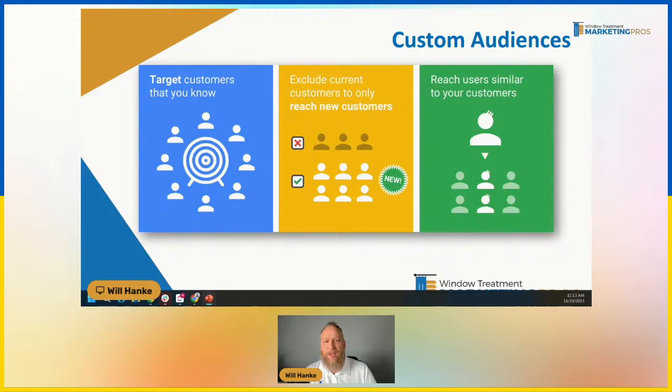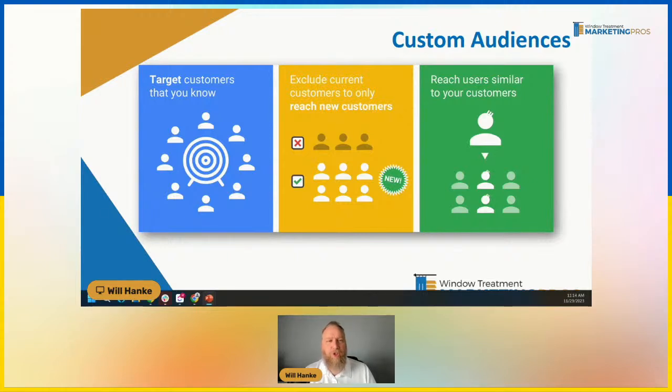Now, the second one is exclude current customers to only reach new customers. So same process. You upload your list of past customers that you've had, and then you exclude that list. So Google looks at who those people are, and then they say, okay, we don't want to show ads to these people because they've already engaged with your business. We'll show ads to other people we think fit the demographic, things like that.